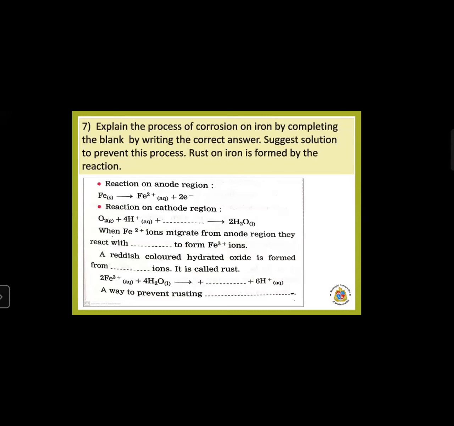When the Fe2+ ions migrate from the anode region to the cathode and react with water molecules, they release charge to form Fe3+ ions, and a reddish hydrated oxide is formed. So an oxidation reaction takes place, and because of it ions are created. That is called rusting. It is the slow process that happens when iron comes in contact with air and water molecules. So let us have a look at the answer.